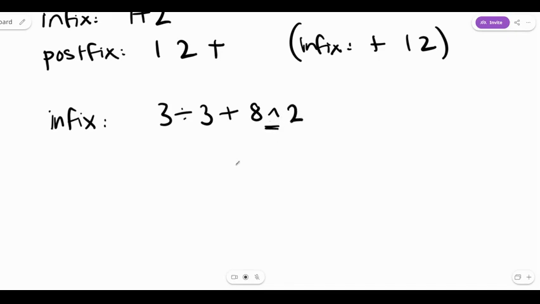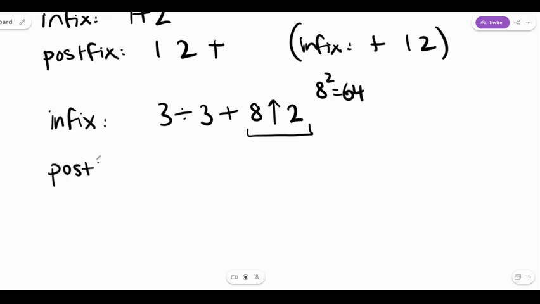And this symbol, I think in ACSL they use an arrow that pointing upwards. So it'll be like this. This means 8 to the power of 2, which is equal to 64. But ACSL will use this notation that you see here.